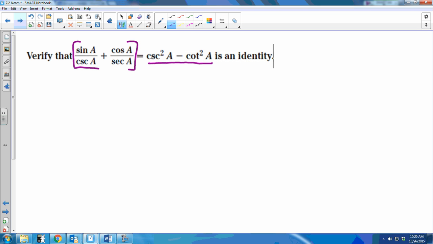If you're looking and you have sine and cosecant and cosine and secant, what do you know about sine and cosecant and cosine and secant? Sine and cosecant are reciprocals of each other, and so are cosine and secant. So if I rewrite cosecant and secant, then I'm probably going to be able to get some things to work out for me. So cosecant is also 1 over sine. So I'm just rewriting that fraction because I know they're reciprocals.